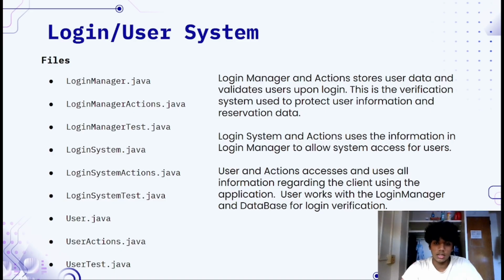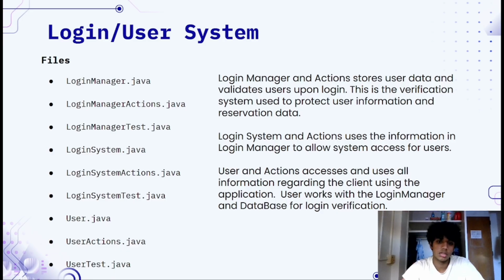The user class and the user actions represent individual accounts in our system. Each user object contains their username, encrypted password, and their role designation, whether they're a customer or an administrator. This role-based access control is crucial because it determines what features each user can access. All three components, login manager, login system, and user, work together seamlessly with our database to ensure that every login is verified, every password is checked, and every user only sees what they're authorized to see. We've included comprehensive test cases for each of these classes to ensure that our security is airtight and functions correctly under all conditions.